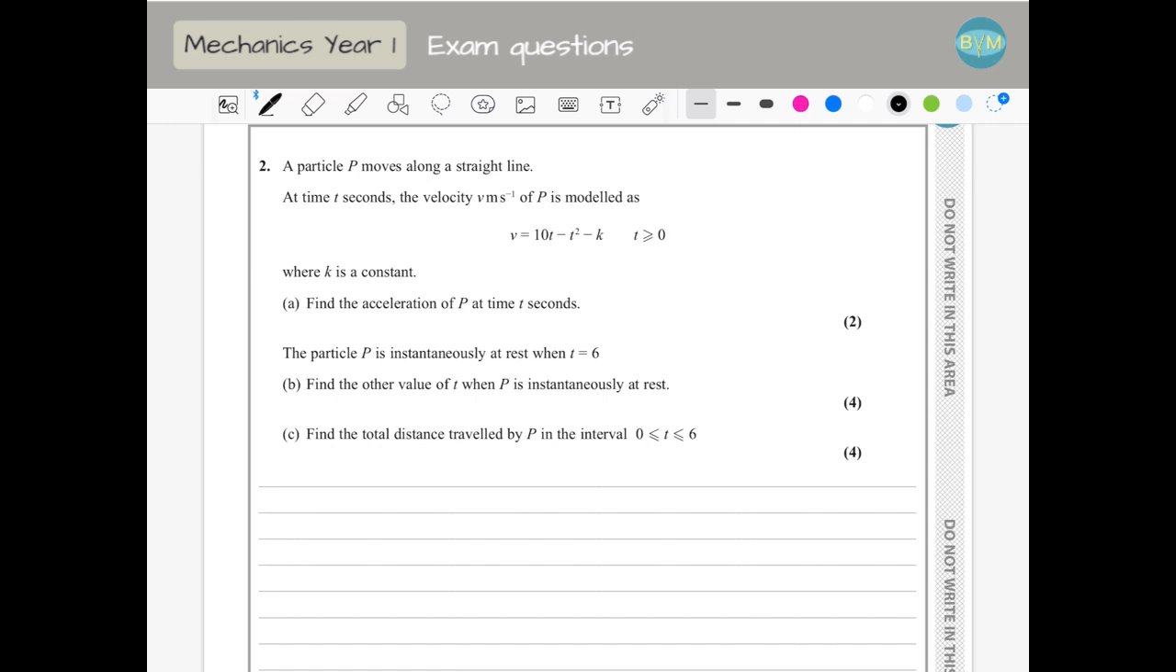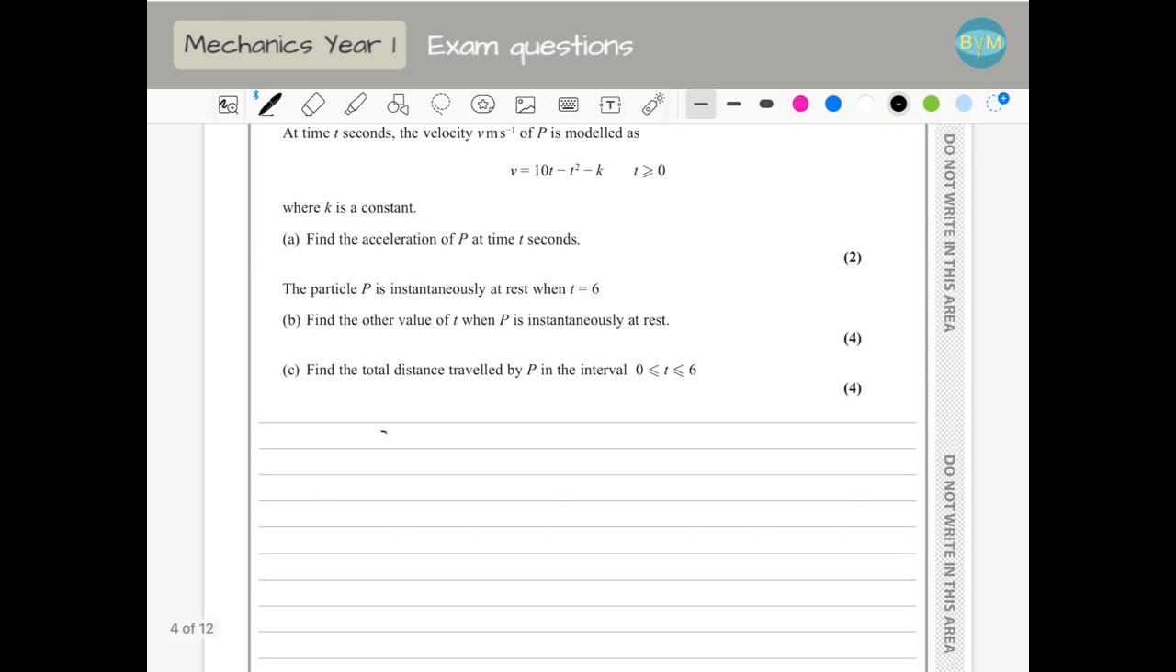Remember, when we have variable acceleration questions, we have displacement or position vector, velocity, acceleration. As velocity is the rate of change of displacement, we differentiate this way. The same for the acceleration, and we integrate the other way. You need to remember this to do this type of question. So we need the acceleration, and we have the velocity. We are going to differentiate.